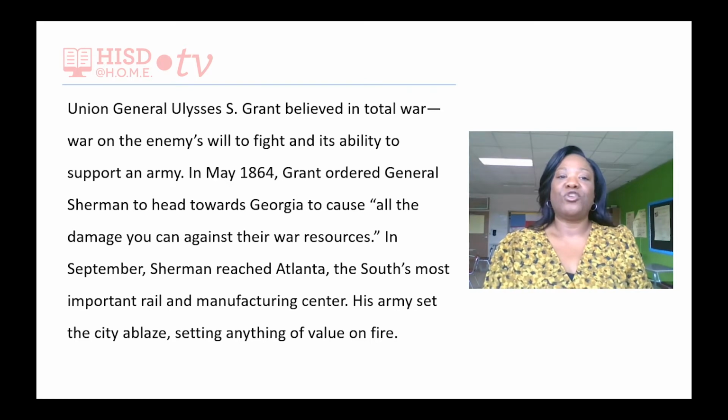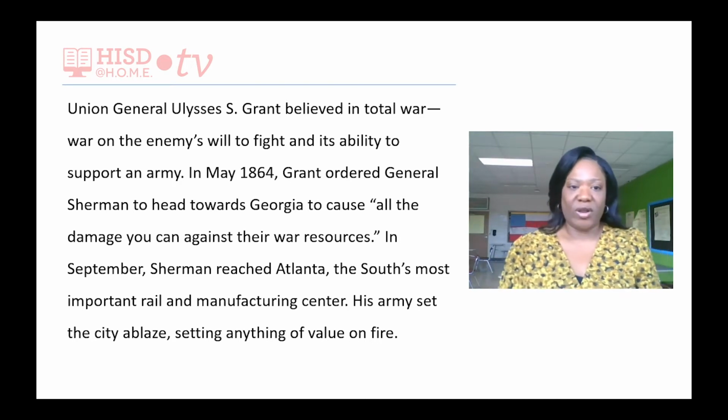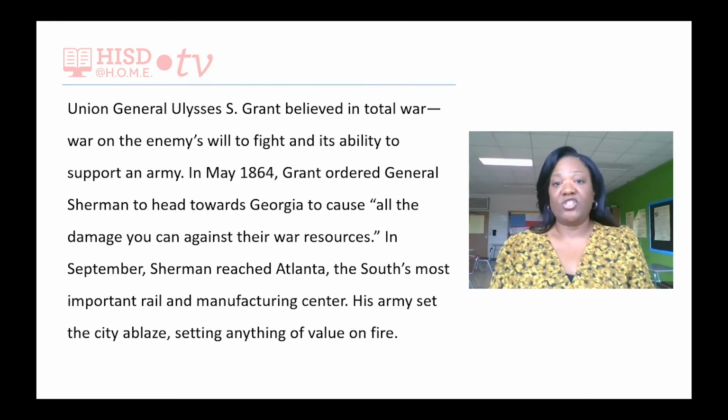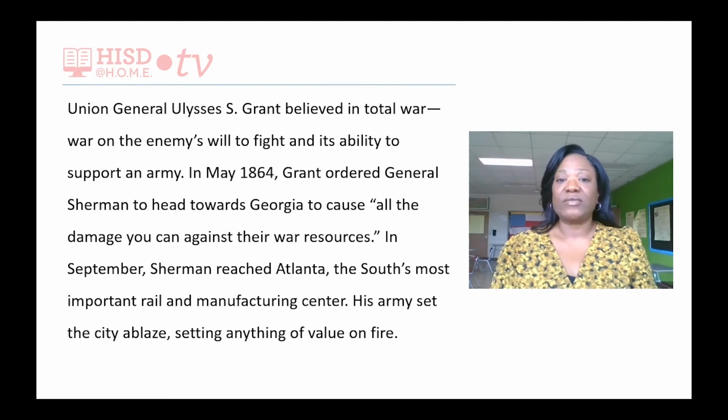Union General Ulysses S. Grant believed in total war on the enemy's will to fight and its ability to support an army. In May 1864, Grant ordered General Sherman to head towards Georgia to cause all the damage you can against the war resources. In September, Sherman reached Atlanta, the South's most important rail and manufacturing center. His army set the city ablaze, setting anything of value on fire.